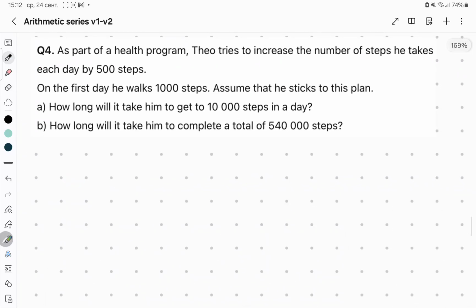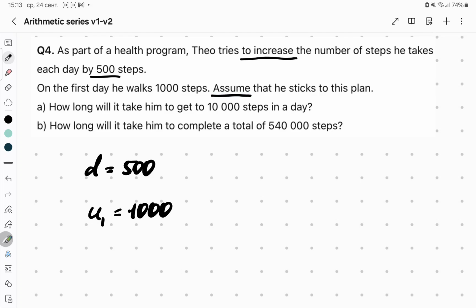Question number 4. As a part of a health program, Theo tries to increase the number of steps he takes each day by 500 steps. So increase by 500 steps, it's going to be our difference, 500 steps. And on the first day he walks 1,000 steps. So U1 is equal to 1,000 steps. It is assumed that this pattern continues. And the question is, how long does it take to get 10,000 steps in a day?